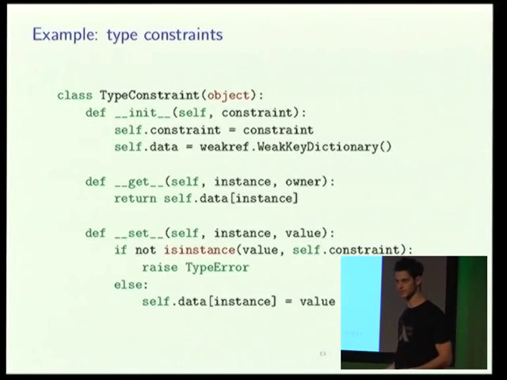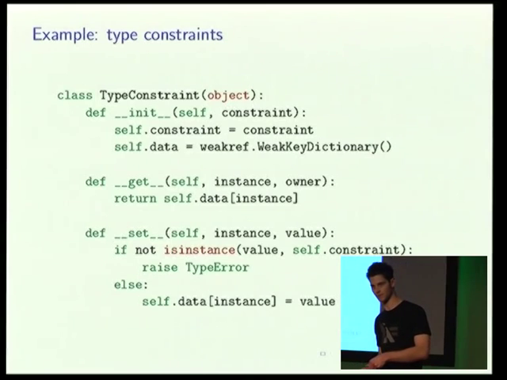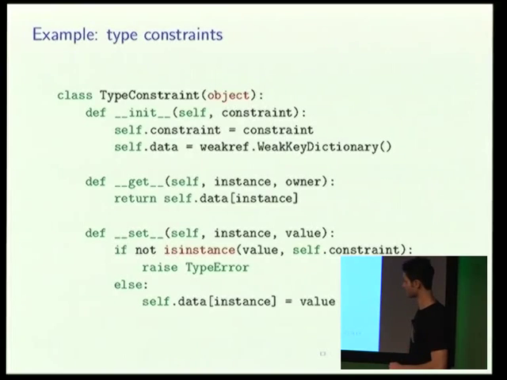However, if it is an instance, then we fall through to the else, and we're going to set the value in the weak key dictionary up here. Now, the reason we used a weak key dictionary is for garbage collection reasons. Because we're storing instance data in the descriptor rather than the instance itself, we want to allow that instance to fall out of scope and be garbage collected. So we use a weak key dictionary. Otherwise, we'll just hold on to that memory forever, which is probably not what you want to do.